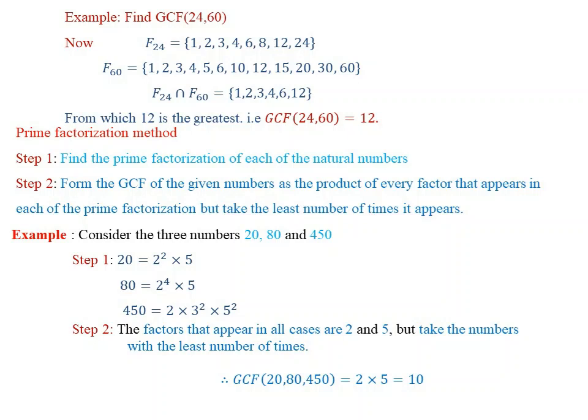Mathematically, prime factorization means that the given GCF is the product of the common factors, taking the least power.